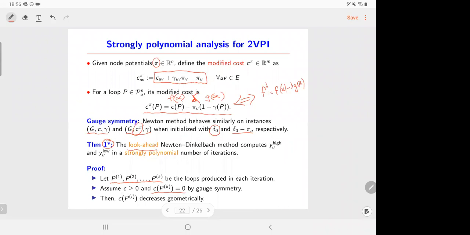Then again, by gauge symmetry, we can assume that the optimal value is 0. Another bonus that we get is that by shifting the cost, we can also assume that the reduced cost on every edge is non-negative. Then again, we know that with the look-ahead technique, the cost of every loop decreases geometrically.